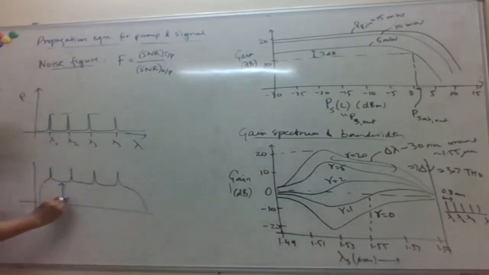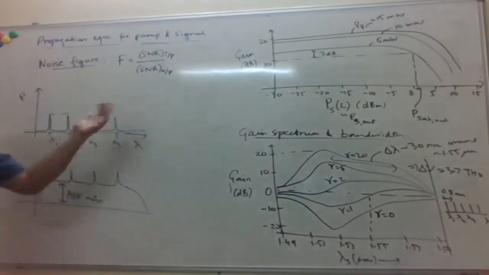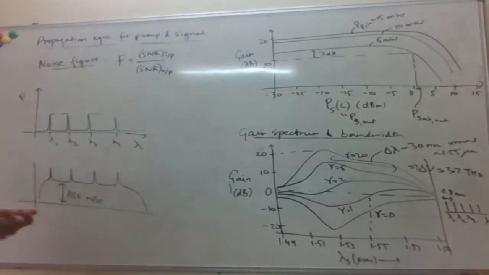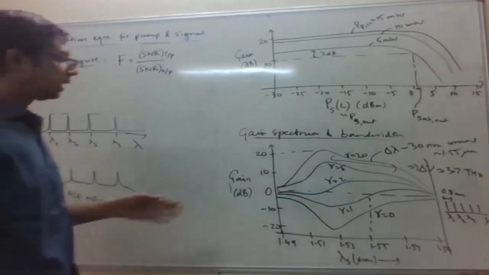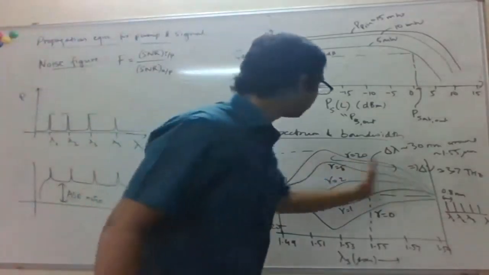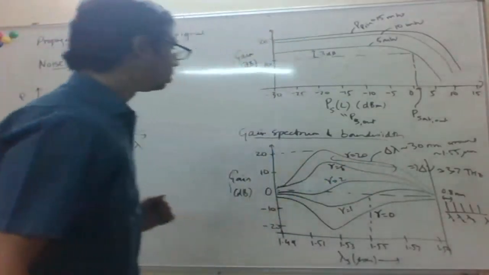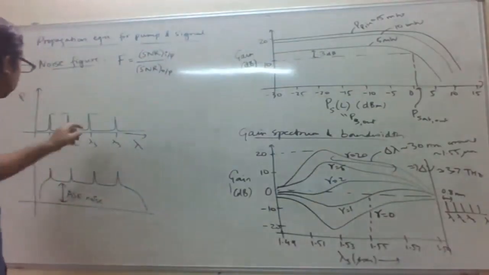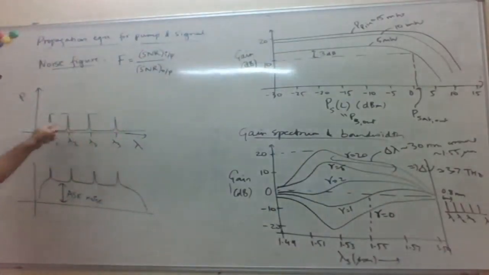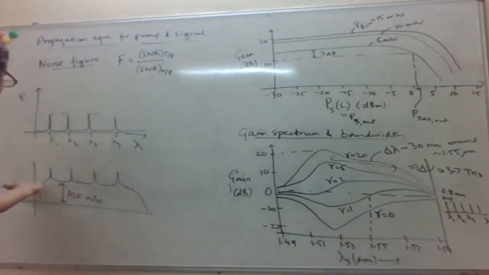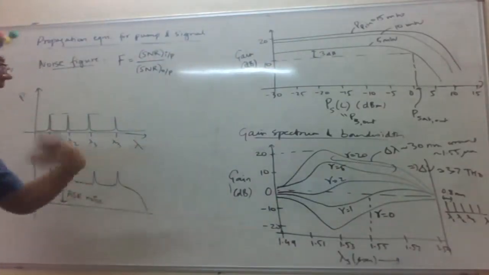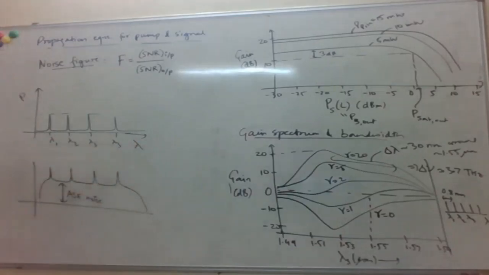There is some background noise here, which is known as amplified spontaneous emission noise. Right, so for the EDFA, the noise is coming from spontaneous emissions. And the spontaneous emission occurs over this entire gain bandwidth. Of course, the stimulated emission is happening only where your signal is present, but the spontaneous emission is happening everywhere. Okay, and that gets amplified also. So it's called amplified spontaneous emission.